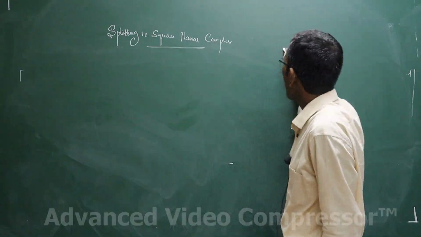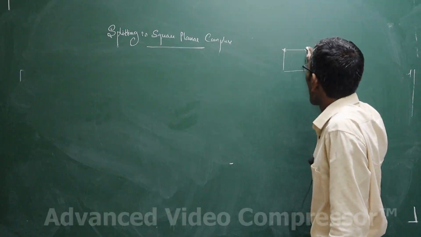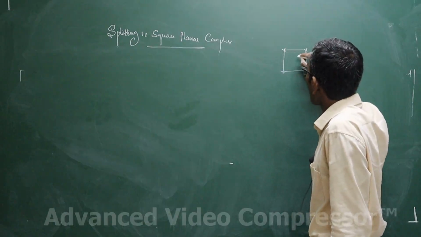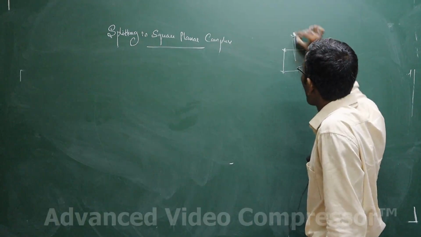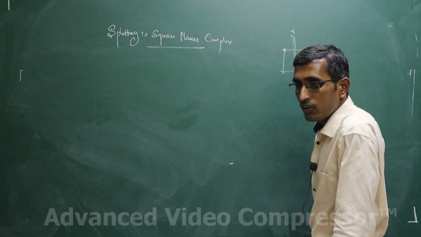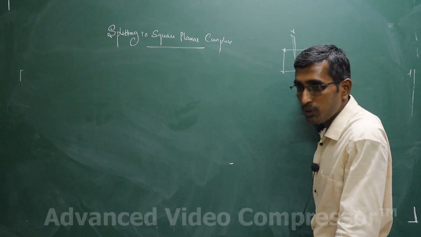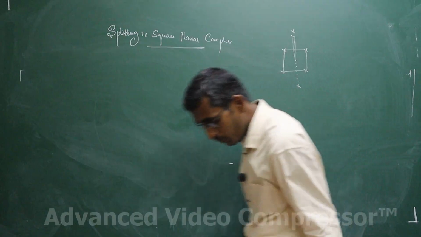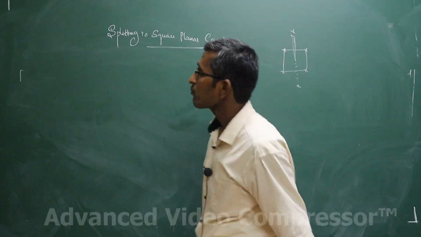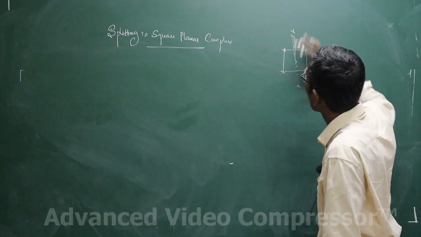How does the octahedral complex look like? You have 4 ligands at the 4 corners of the square, and 2 more ligands above and below the plane. Above and below the square we have 2 more ligands. So you have a central metal ion, with ligands above and below.